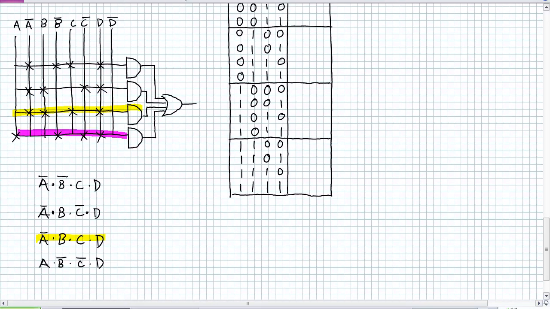Now, ultimately, what is happening to all these AND gates? They're being ORed together. So I can just say OR. If I want to write it out long ways, it's going to look like this.